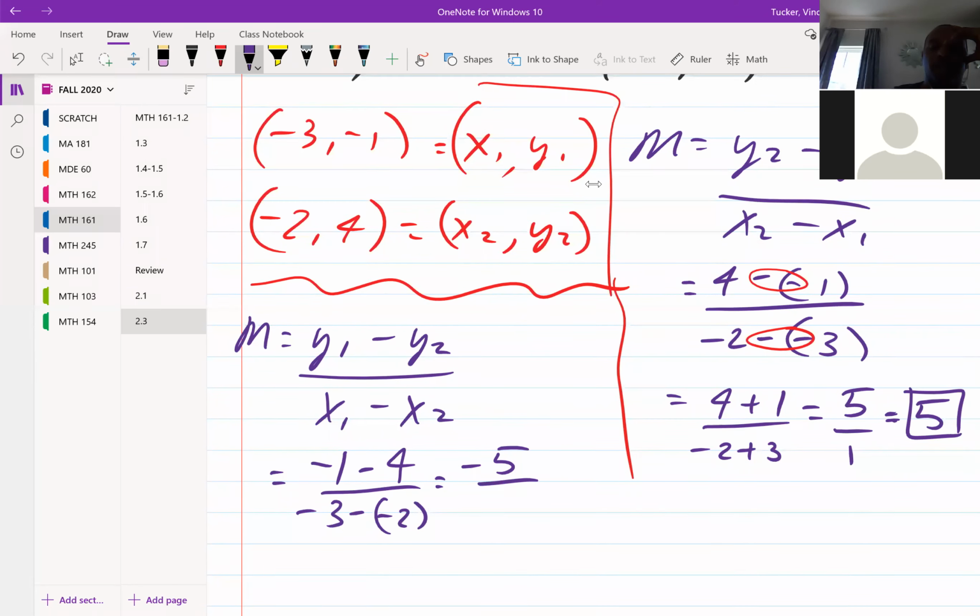On top, I have -5. Bottom, that will be -1 because that's -3 plus 2. And result would be a +5. -5 over -1 is +5. All right, questions.